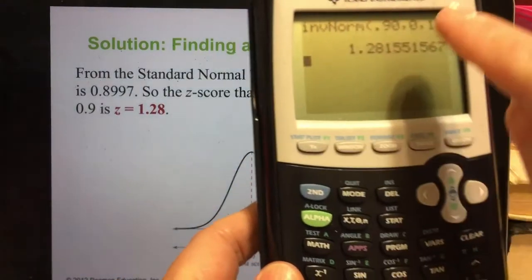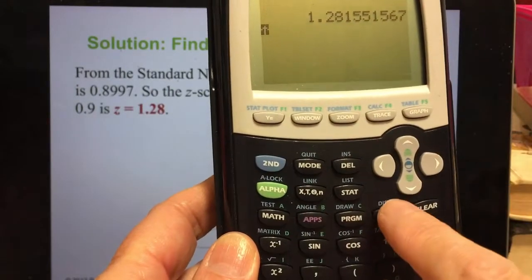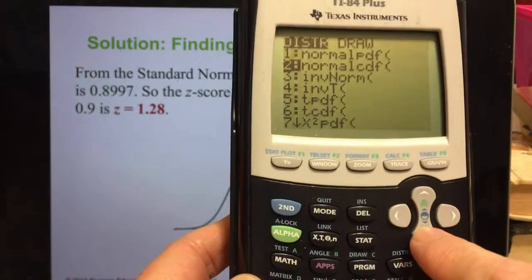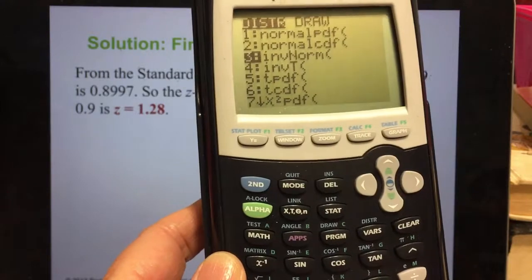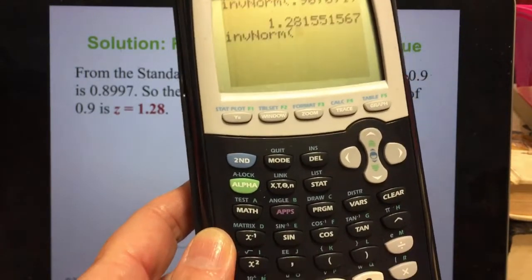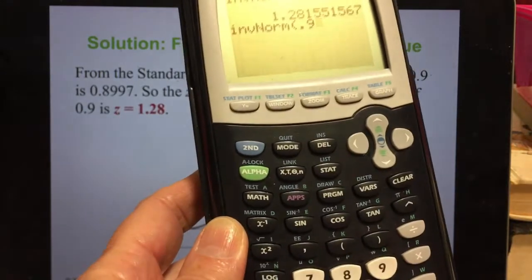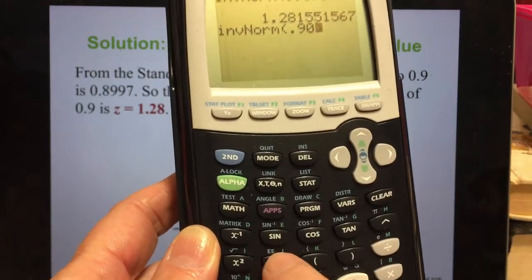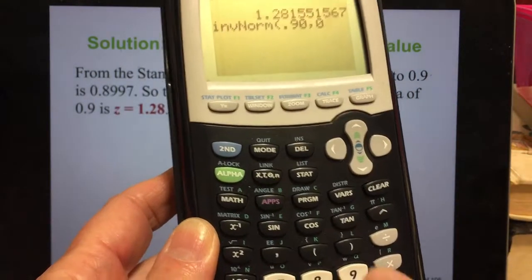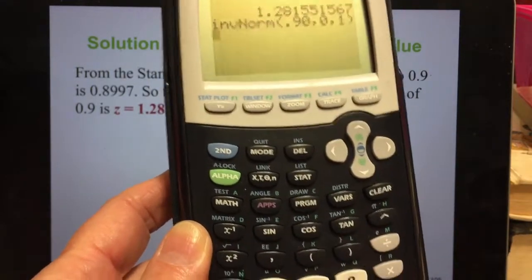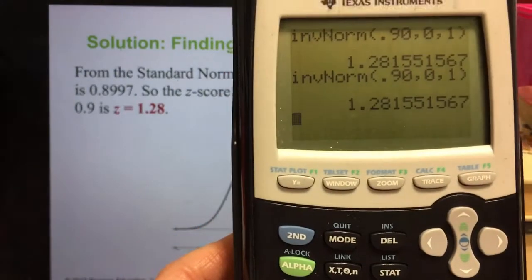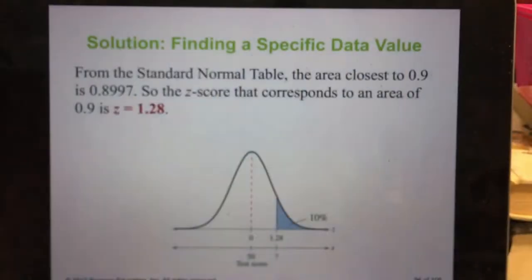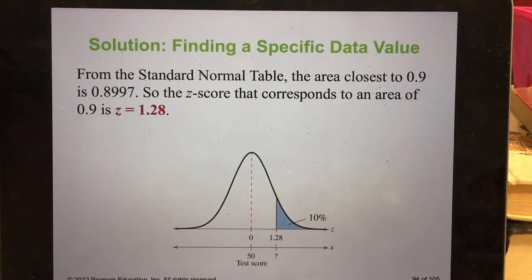To find that inverse normal, you're going to go to a second distribution here. You're going to go down right below our normal CDF, and you're going to get the inverse normal there. Then just hit enter, and put in your 0.90, because that was our area under the curve. Then we put a comma, and then a 0, and then a comma, and then a 1, and then we close our parenthesis, and we get the 1.281. So hopefully that is helpful to you. And we got a little bit more accurate answer than they did.